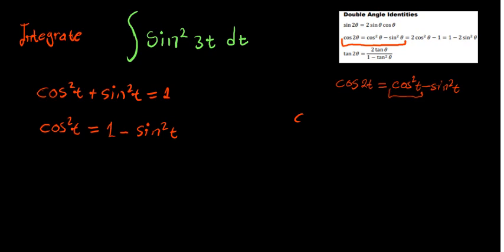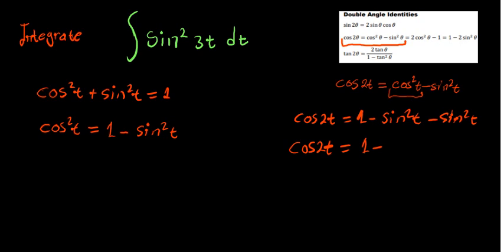So it basically means my cos 2t is going to be equal to 1 minus sine squared t minus sine squared t. So we're going to have cos 2t being equal to 1 minus 2 sine squared t. So we have to make sine squared t, or let me just call it sine squared theta, the subject of the formula.